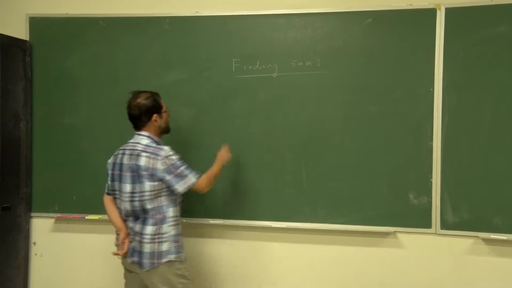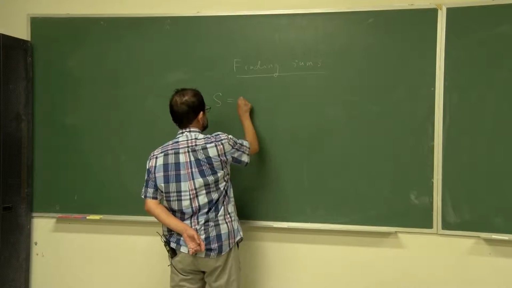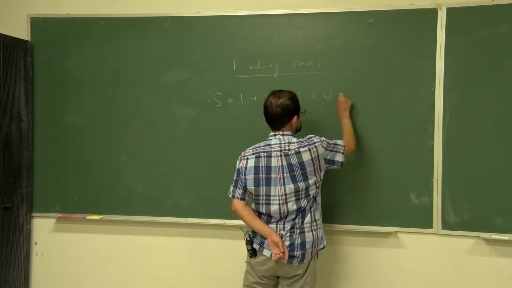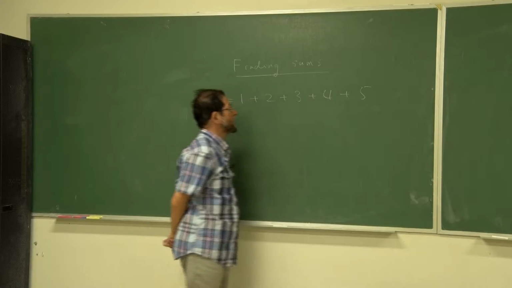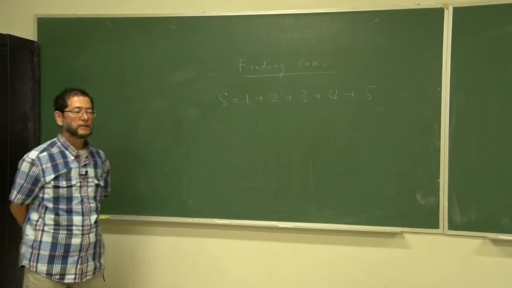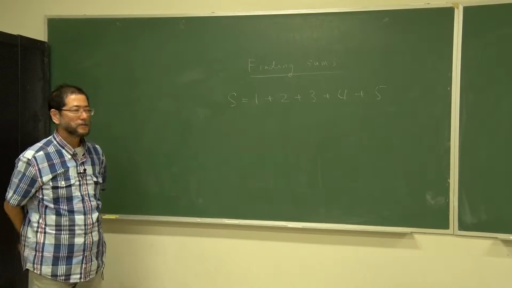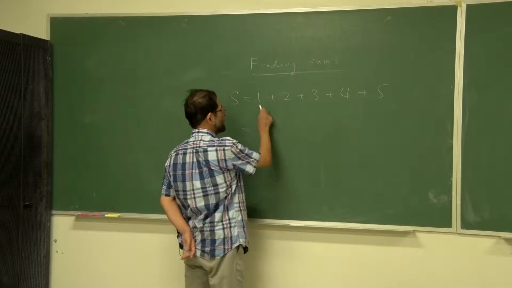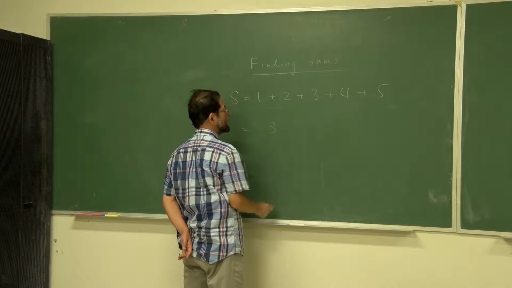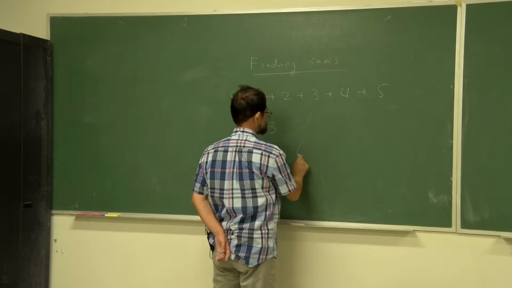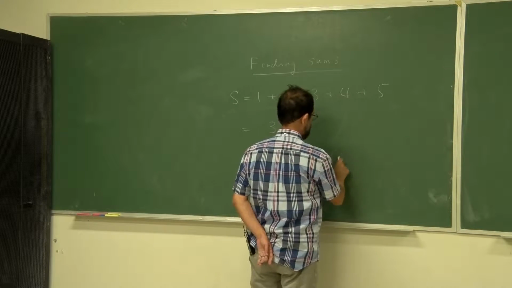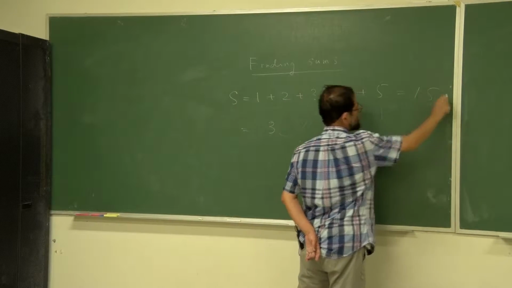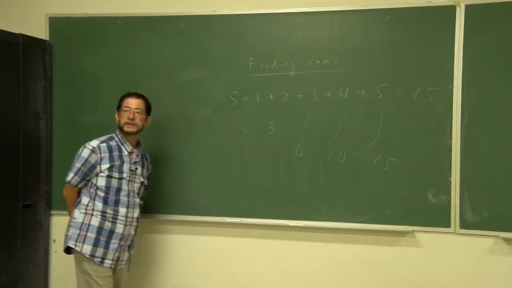So for example, what is the sum of 1, 2, 3, 4, and 5? Then of course, you can just add one by one. So 1 plus 2 is 3, 3 plus 3 is 6, 6 plus 4 is 10, 10 plus 5 is 15. So the sum of these numbers is just 15.